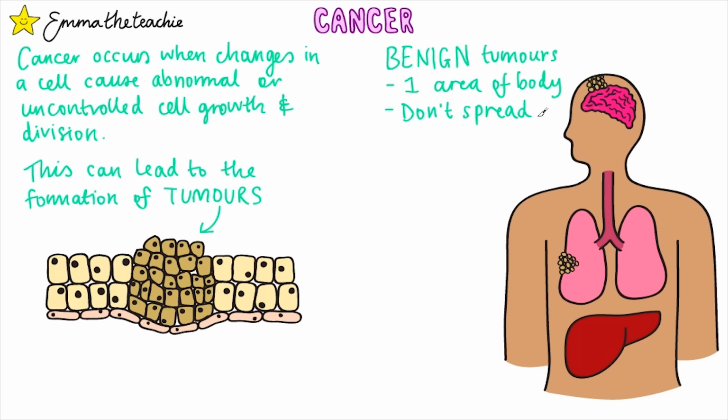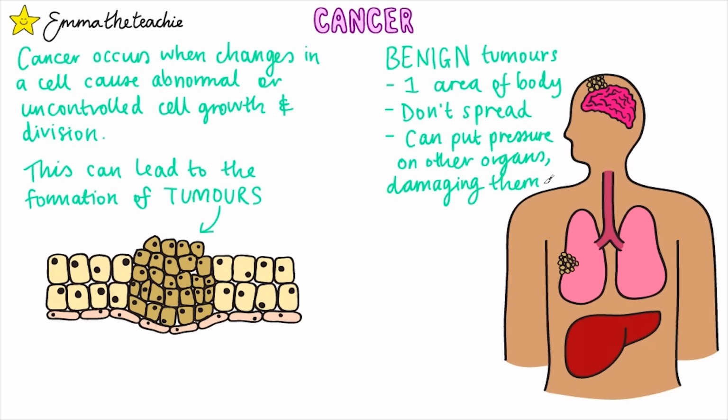However, they can still be dangerous as they grow very quickly and can put pressure on other organs, which damages them. This happens if there's no space for them to grow into. For example, tumours in the brain have nowhere else to grow as the skull surrounds them, so they can put pressure on the brain, which is very dangerous. So these types of tumours can still be life-threatening.